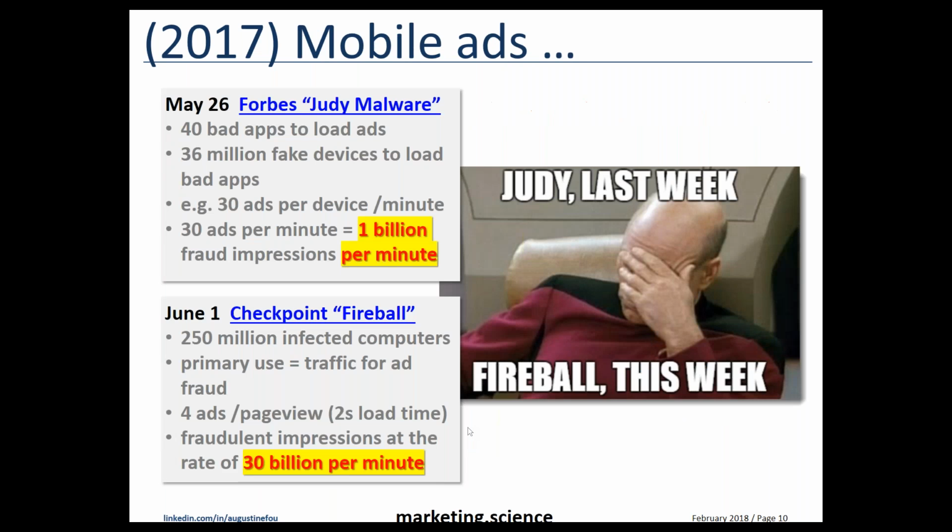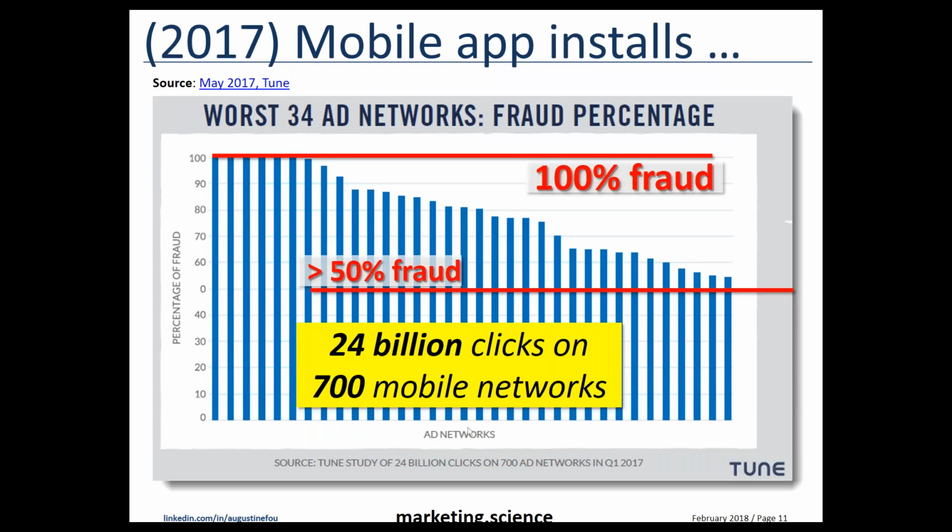Okay, so more and more examples over the years. In 2017, we saw the Judy malware. This was bad apps that were loaded on fake mobile devices, and collectively, that botnet can generate 1 billion ad impressions per minute. And there was an even larger one later in the year called Fireball. All of these are being discovered by malware researchers, antivirus software companies, and things like that, just to show you the size and the magnitude of the fraud problem.